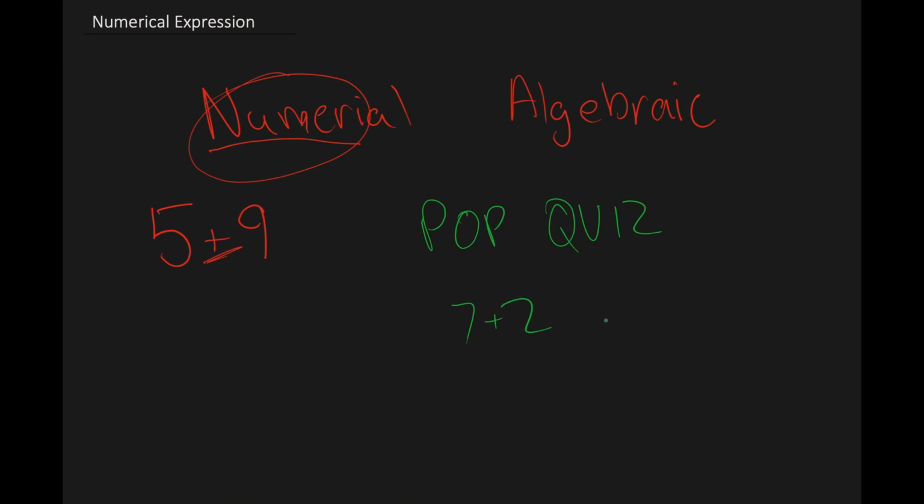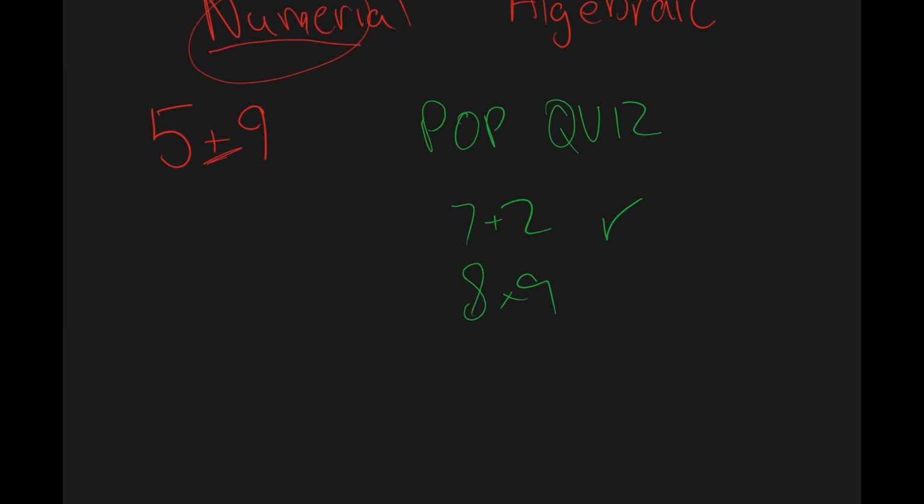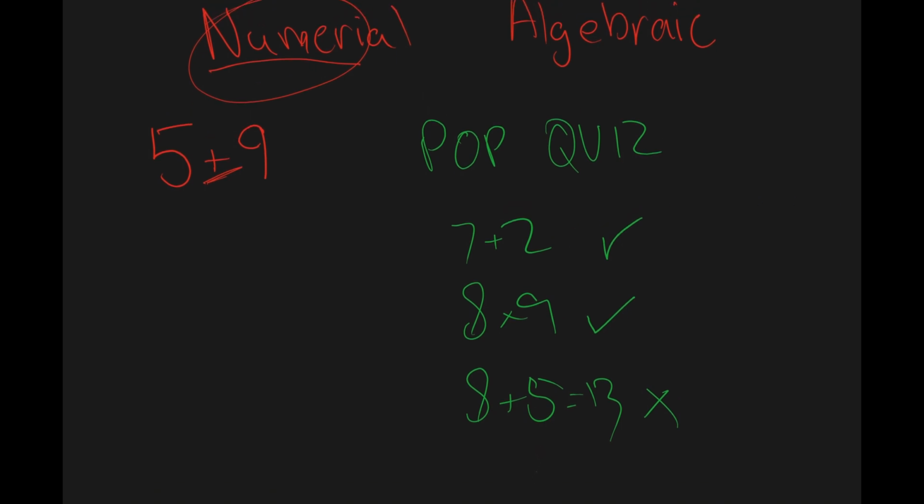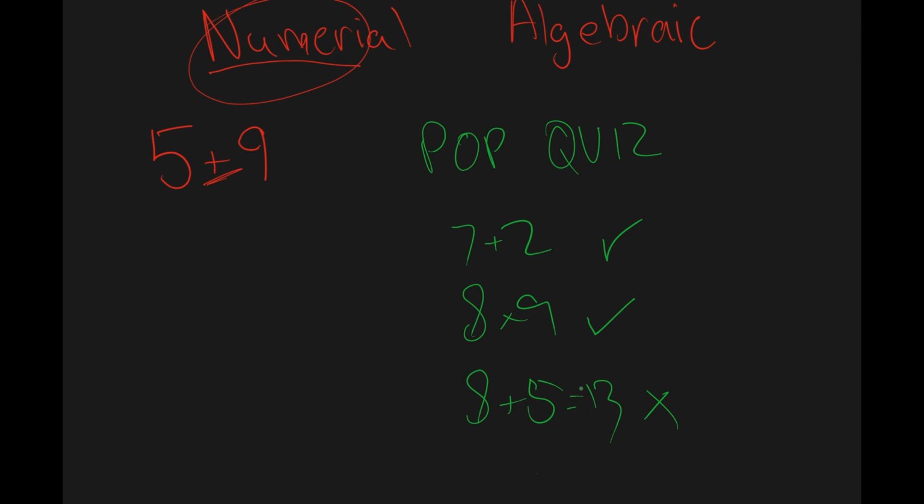5, 4, 3, 2, 1. Yes, it is. Is 8 times 9 a numerical expression? 5, 4, 3, 2, 1. Yes, it is. Is 8 plus 5 equals 13 a numerical expression? 5, 4, 3, 2, 1. No. That is not a numerical expression. Why? Because it has an equal sign.